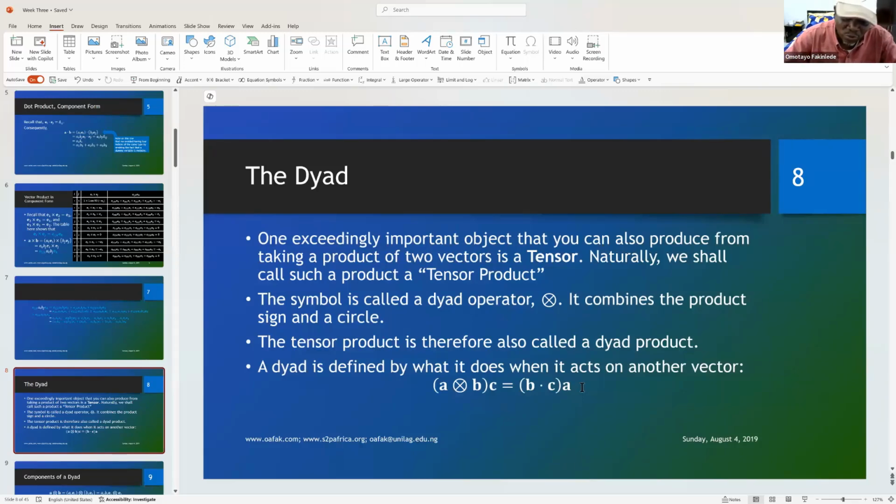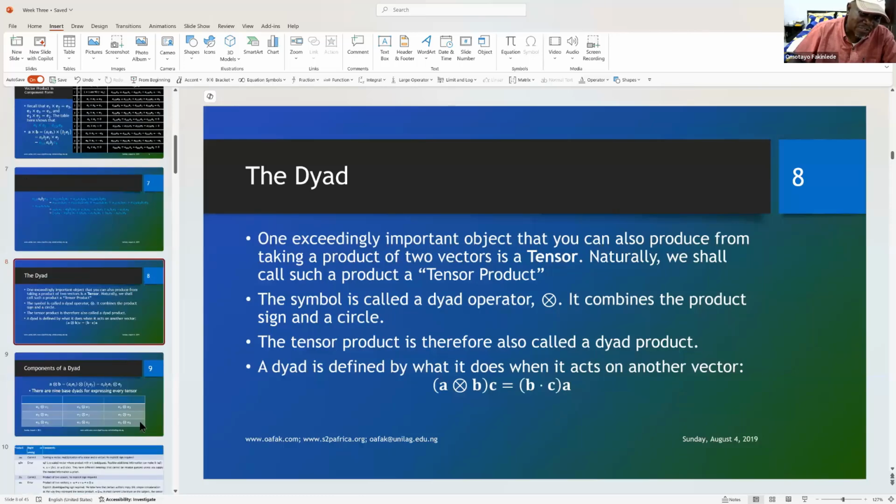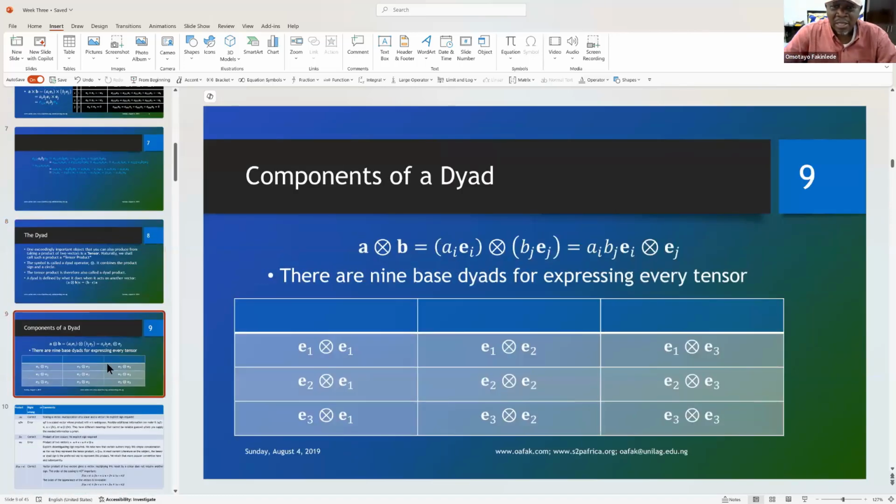But the next thing we want to see is, can we put this dyad in terms of components of the vectors that are in it? We will try to do that, components of a dyad. Now, if you have A dyad B, a dyad is still a product, just like any other product. A is AI EI, B is BJ EJ. As before, because a dyad is still a product, you can pack the scalars out of it, and what you are left with is EI dyad EJ.